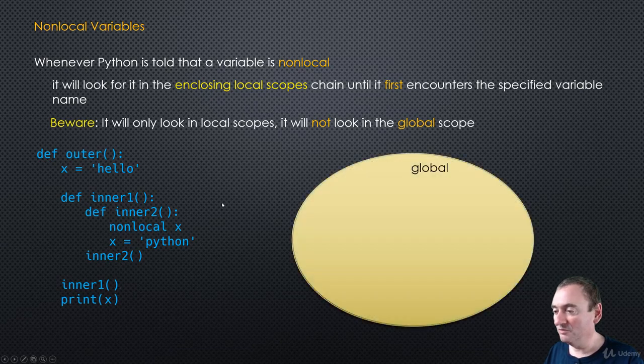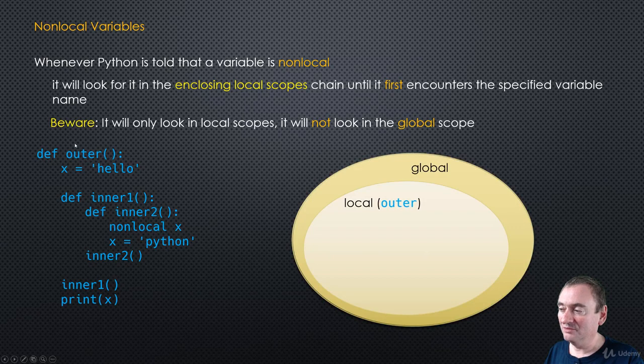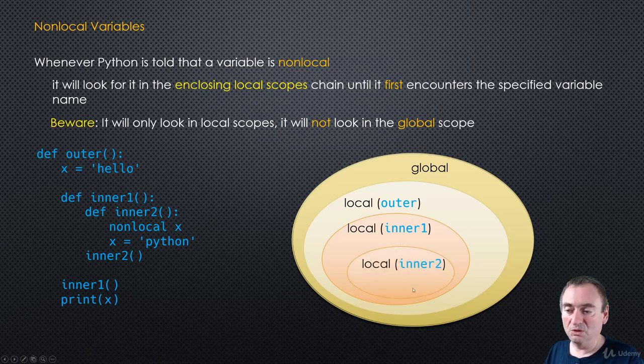So let's look at this with a picture instead. We have our global scope, and inside our global scope we have the scope for the outer function. That's a local scope. Then we have a scope for inner1, because inner1 was defined, so it has a scope, and it's nested inside the outer scope. And within that we have inner2. Inner2 was defined inside inner1, so we've got a local scope for inner2 that's nested within inner1. When we run outer, we have x equal to hello. So now we have this local variable x that has a value of hello, in the local scope of outer.